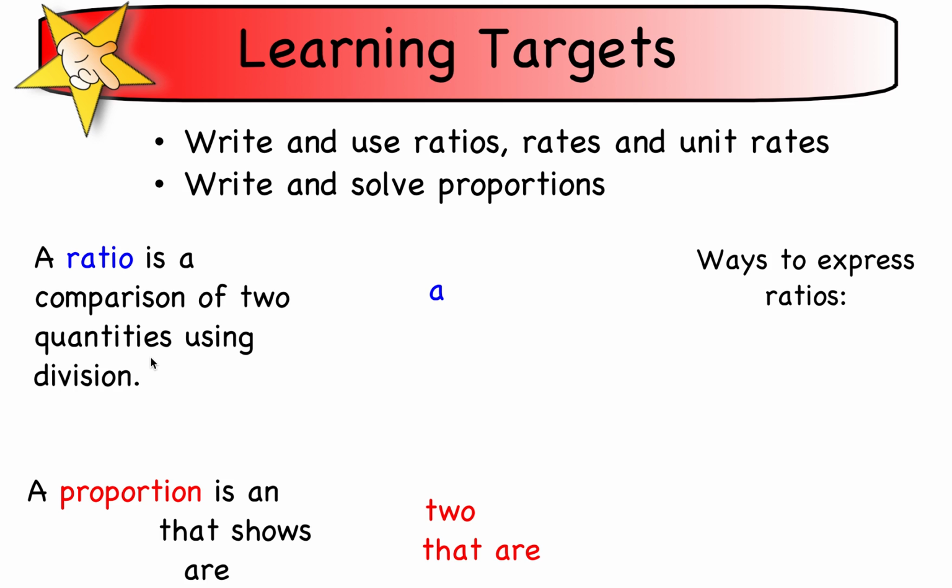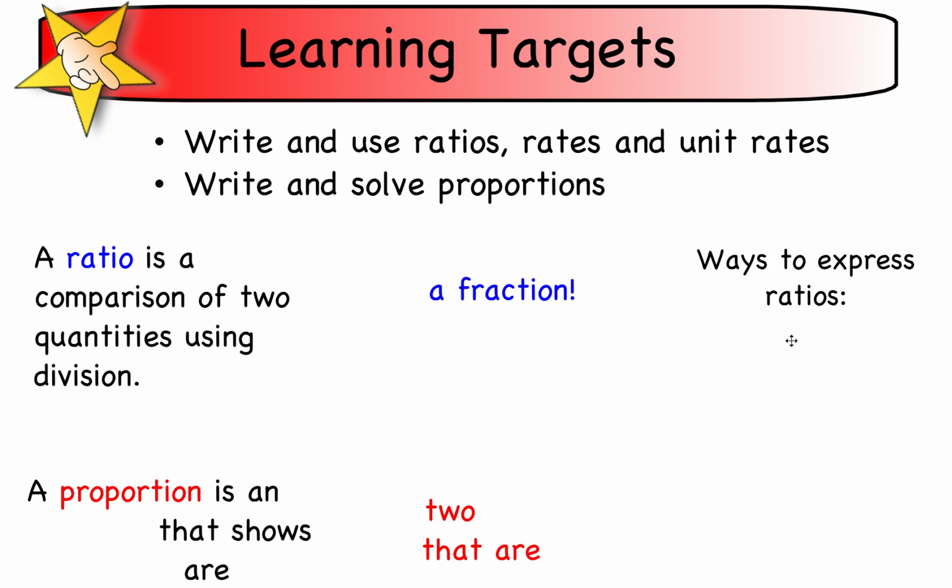There we go. A ratio is a comparison of two quantities using division. An easier way of thinking of that is it's just a fraction. That's a word that you're more familiar with. So whenever you see the word ratio, you can just think of the word fraction.